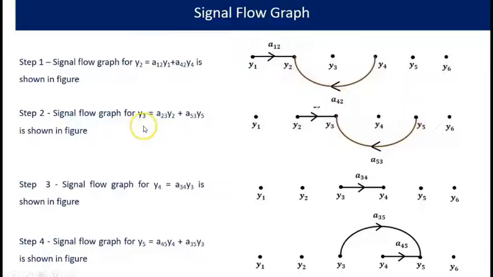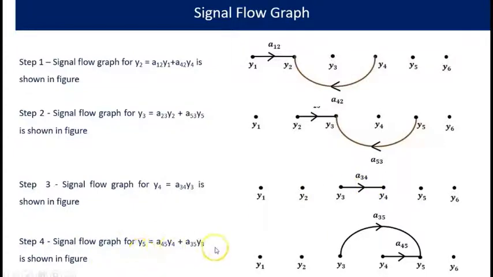Then the second equation: y3 is equal to a23 y2 plus a53 y5. Between y2 and y3, here it is a23. Then a53, so a loop, a53 from y5 to y3. Similarly, y4 is equal to a34 y3, so connect that, a34, y3.